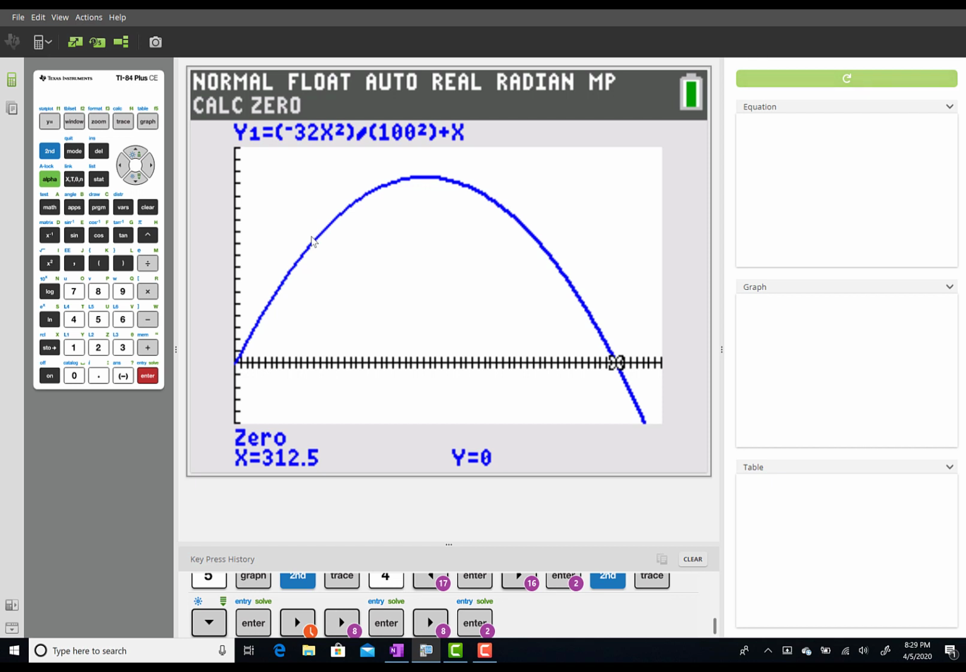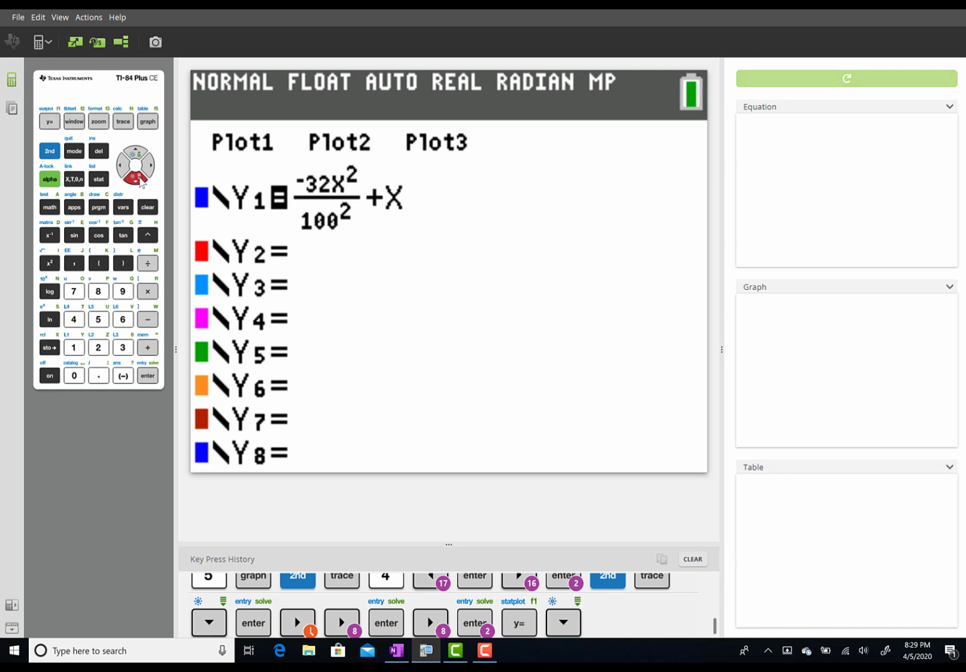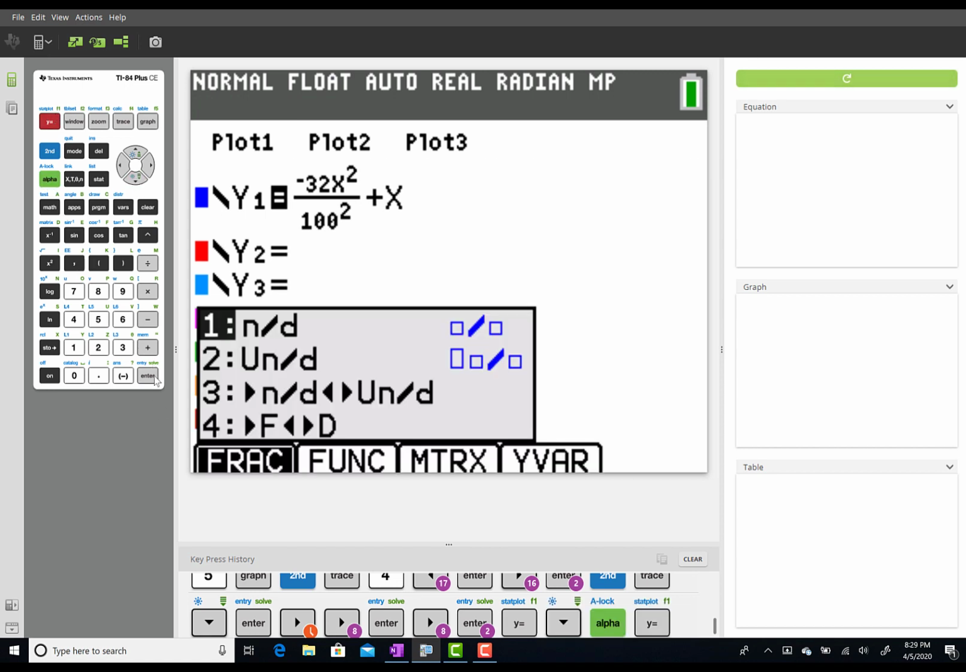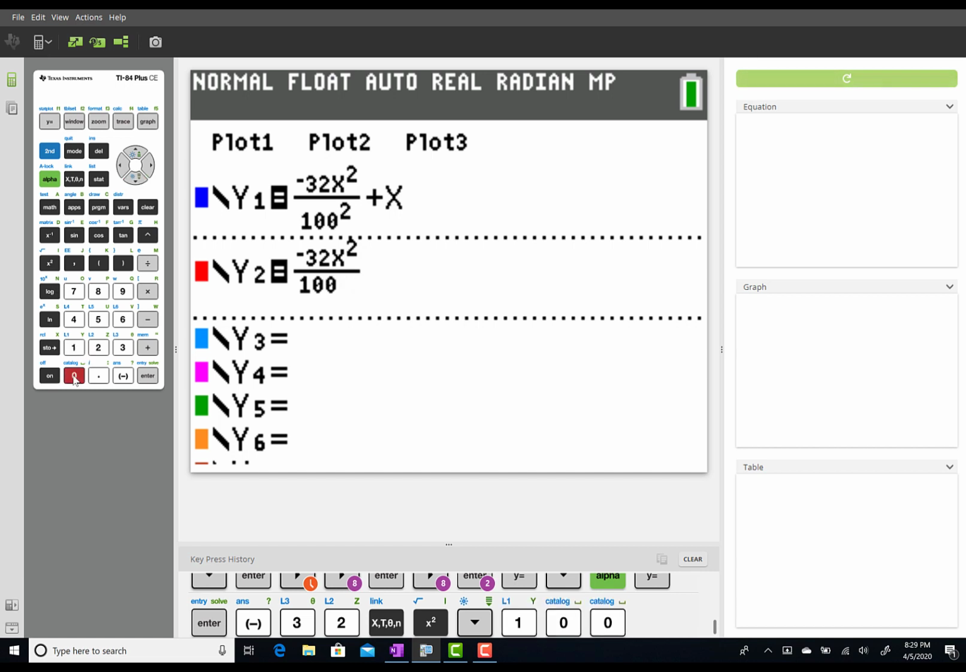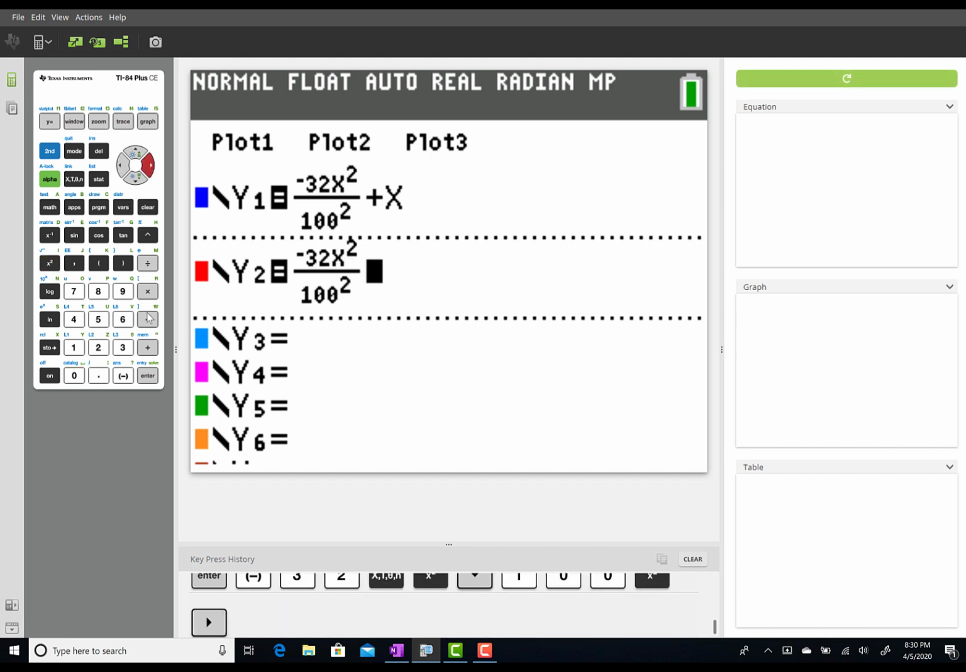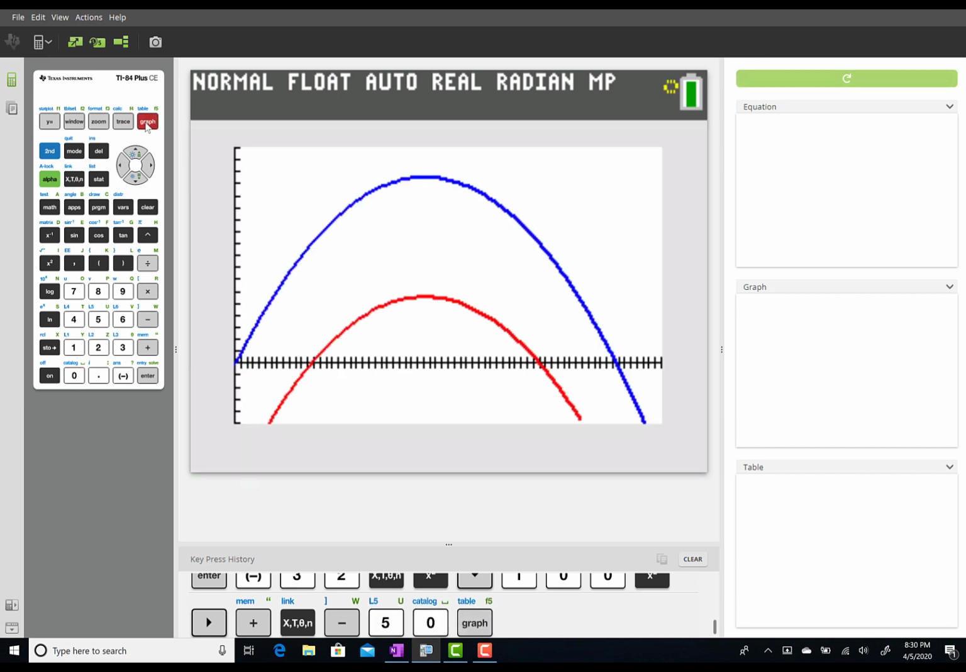We're basically looking for where the height is going to be equal to 50. And I can see by looking at this problem, there's probably going to be two values where that's going to happen. So my modified function is still going to be negative 32 x squared over 100 squared, plus x, and then minus 50. Let's go ahead and graph that.